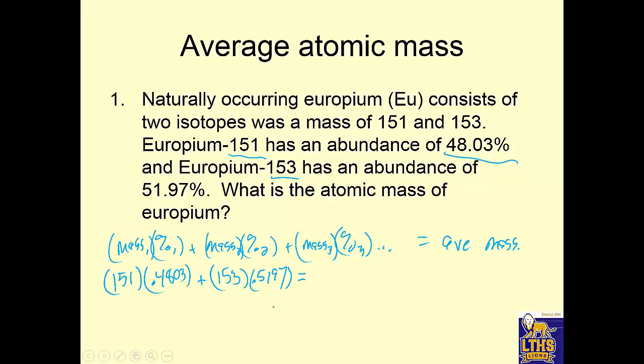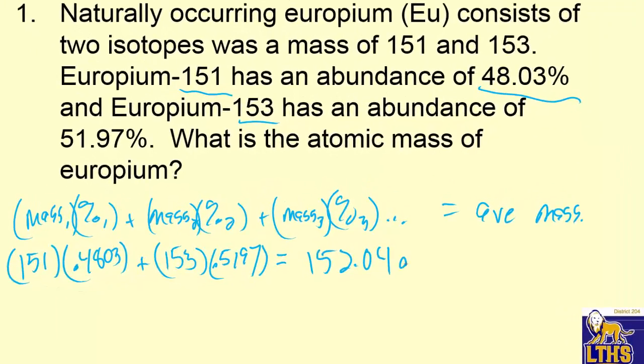Okay, now notice if I multiply it by a bigger percentage, the number's going to be bigger, right? It's going to have a bigger impact on it. So let's do this: 151 times 0.4803 plus quantity 153 times 0.5197, and that equals 152. The average atomic mass, we're going to call it an AMU. Okay. Does it work?